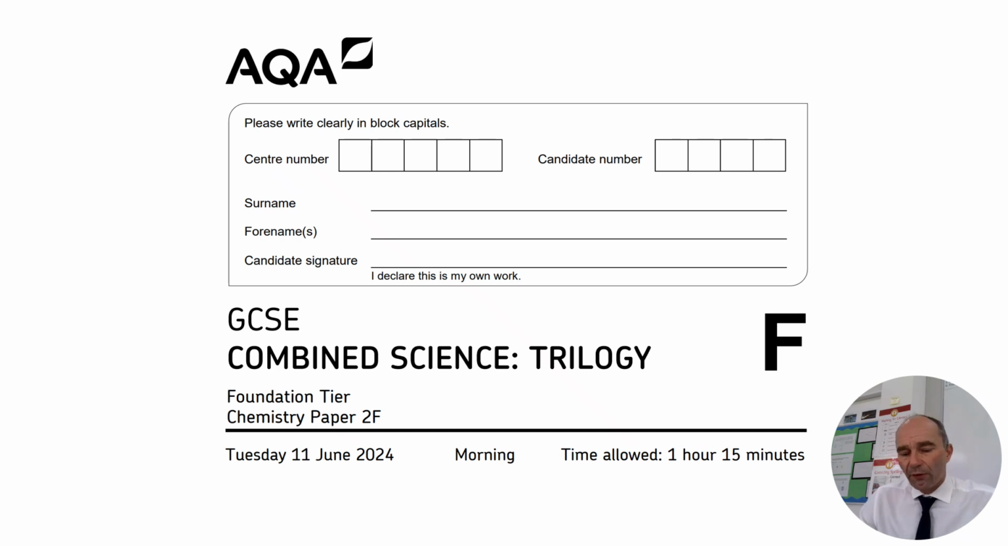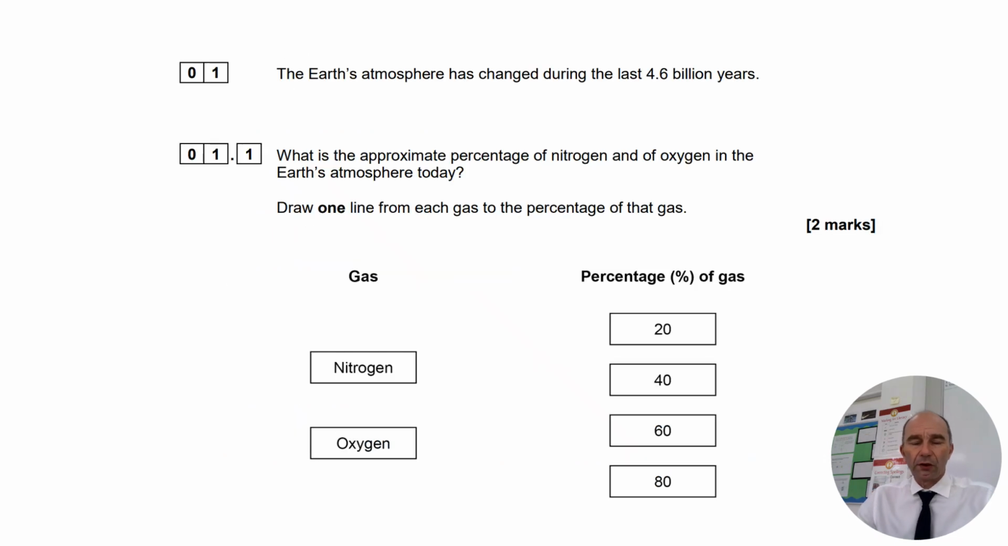Welcome to the walkthrough of the 2024 GCSE Combined Science foundation paper for chemistry, and we're looking at paper 2 today. Now, the first question is all about the Earth's atmosphere and how it's changed during the last 4.6 billion years. So question 1.1, what is the approximate percentage of nitrogen and of oxygen in the Earth's atmosphere today? Draw one line from each gas to the percentage of that gas.